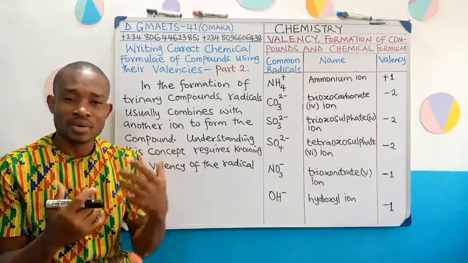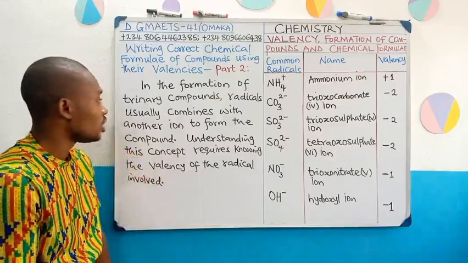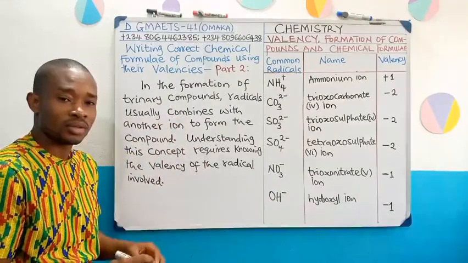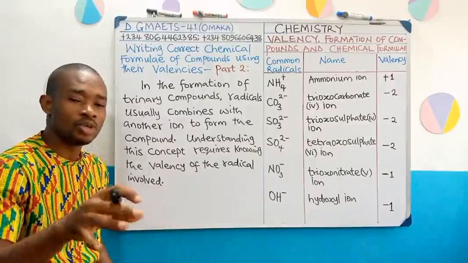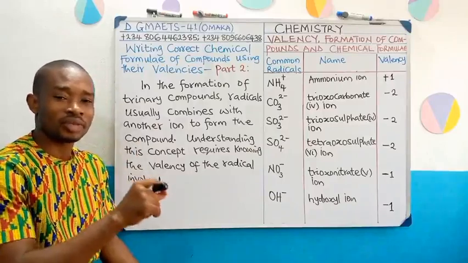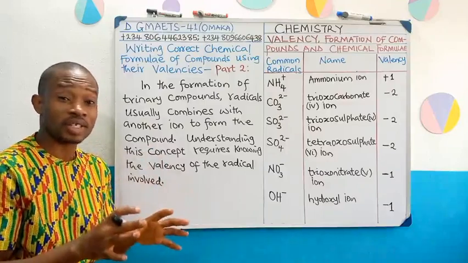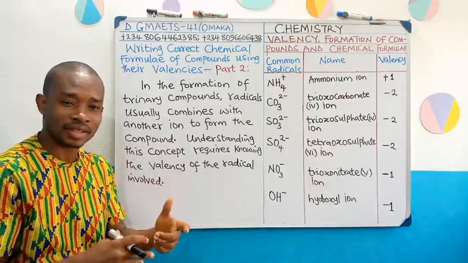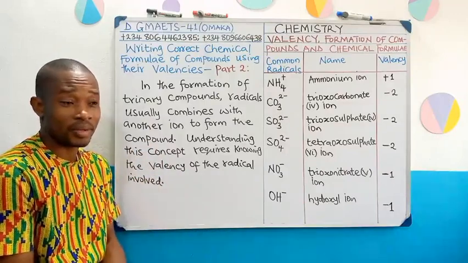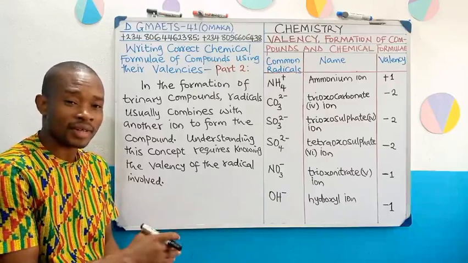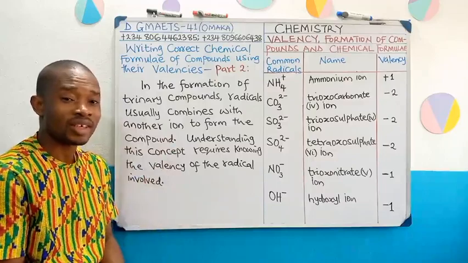How can we write the correct formulae of a compound that contains 3 elements? On the board here, I've got this short note to tell you what we need to know, the secrets that would help you be able to write the correct formulae of a trinary compound. Usually, every trinary compound is made up of what we call a radical and then a particular ion, could be a cation or an anion. Remember what I said, every trinary compound is made up of what? A radical.